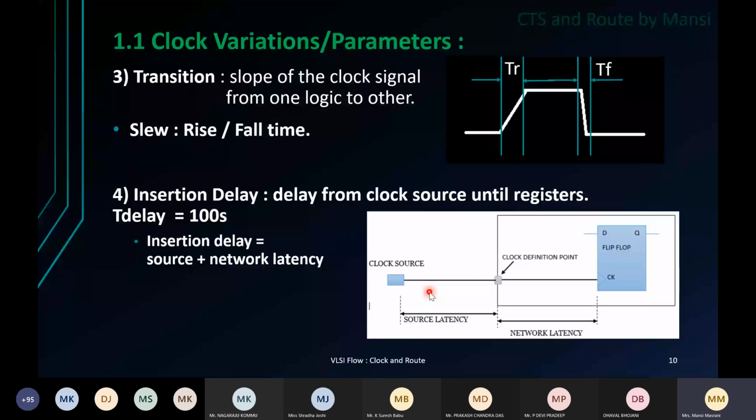The third clock variation or parameter is transition. As I said, we feel that the clock signal is always squarish in shape and it's ideal, but in reality it is not.